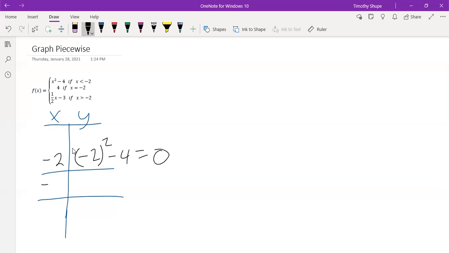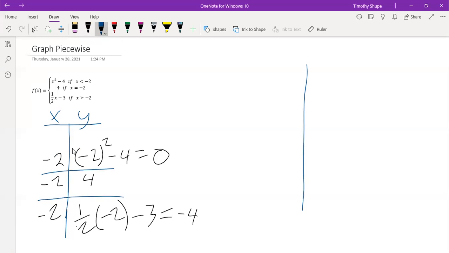For the second one, if I let x equal -2, my y value is going to be 4 because that second function is a constant function. No matter what x is on that piece, it's just going to be 4. There's no change, always going to be 4. And then for the last one, if I substitute in a -2, I get 1/2 multiplied by -2 and then minus 3. 1/2 times -2 is -1, minus 3 more is -4. So we have three points on this graph already.